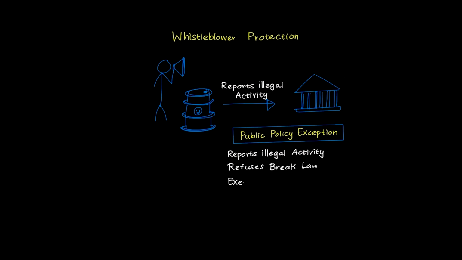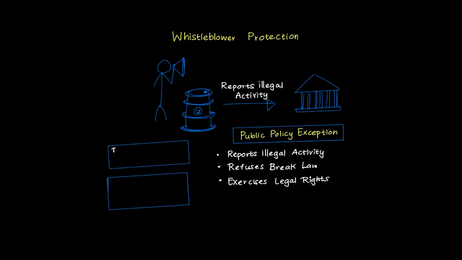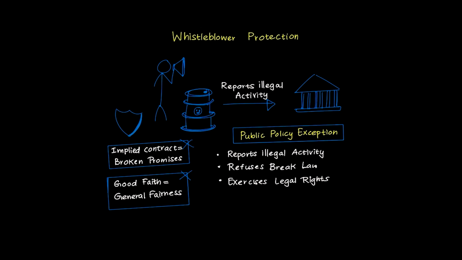The implied contract exception deals with broken promises from employers, not whistleblowing. Good faith and fair dealing is about general fairness, not specific legal protections for reporting crimes. Employment at will would normally allow this termination, but public policy carves out protection for people who do the right thing. Here's a WGU D351 OA exam tip for you.